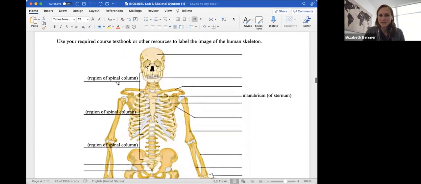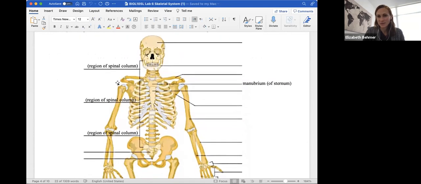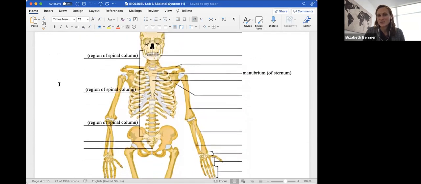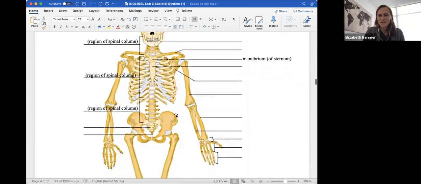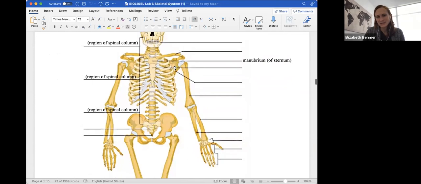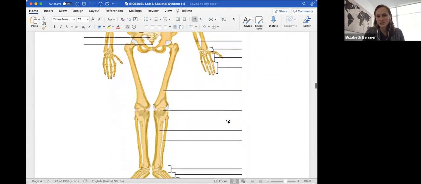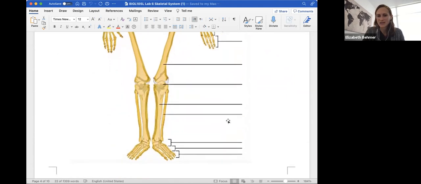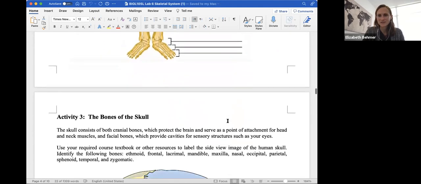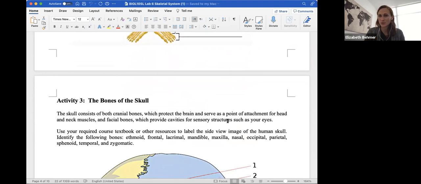On the left, you need to identify the region of the spinal column. So it's going to be cervical, thoracic, or lumbar for these different regions. And then I think everything points to the bones pretty clearly. There is a PDF version, again, under the lab guide that I listed in your Canvas, but I think pretty much a lot of this is self-explanatory for labeling the different parts of the skeleton for this quiz.